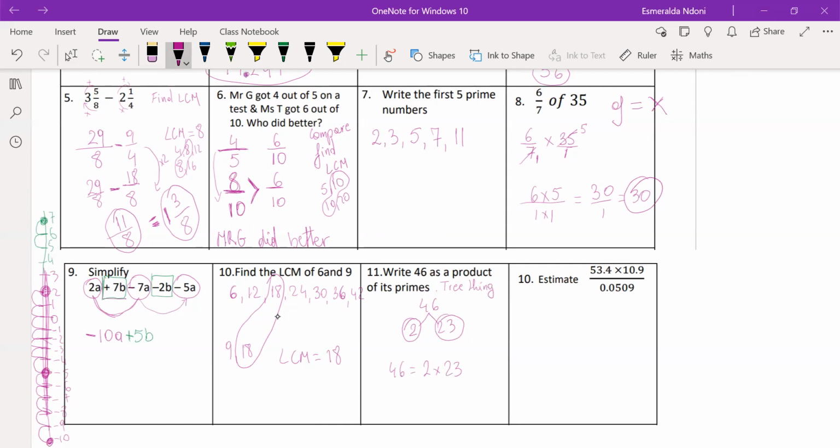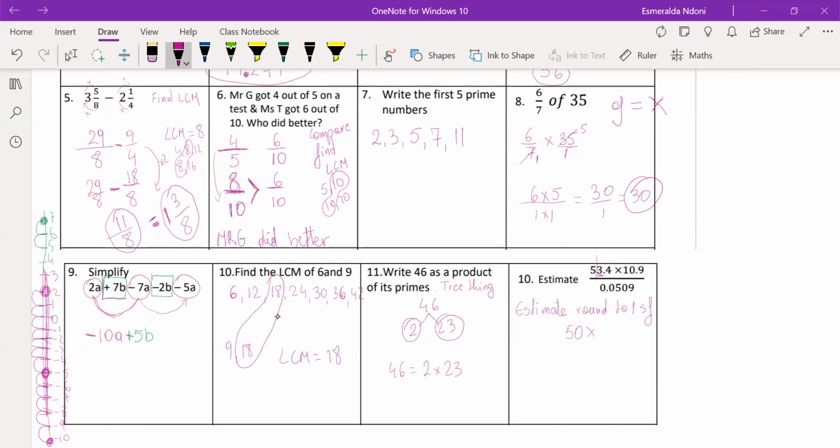Question 10. I wouldn't be too mad if you can't do this because we only did a couple of examples on this. But I need you to estimate, rounding to 1 SF. So we're going to round these numbers to 1 SF. The first number that you see that's not 0, we draw the line. So that will be 5, because 3 is not strong enough to change it. So that will be 50. 53 is closer to 50 than to 60.